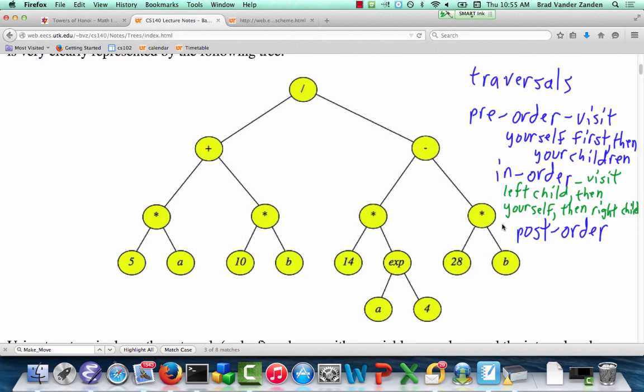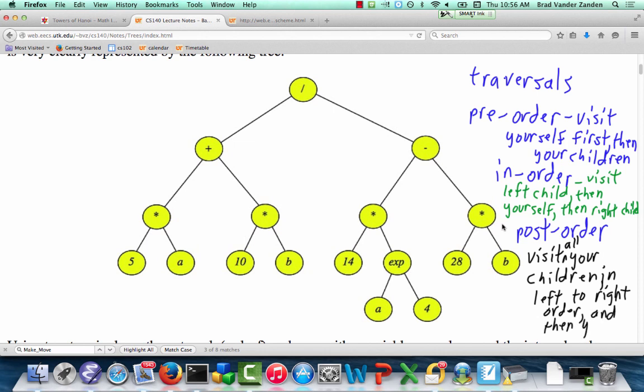And post-order is visit your children, visit all your children in left to right order, and then yourself. Okay, and your children in pre-order should also be in left to right order.